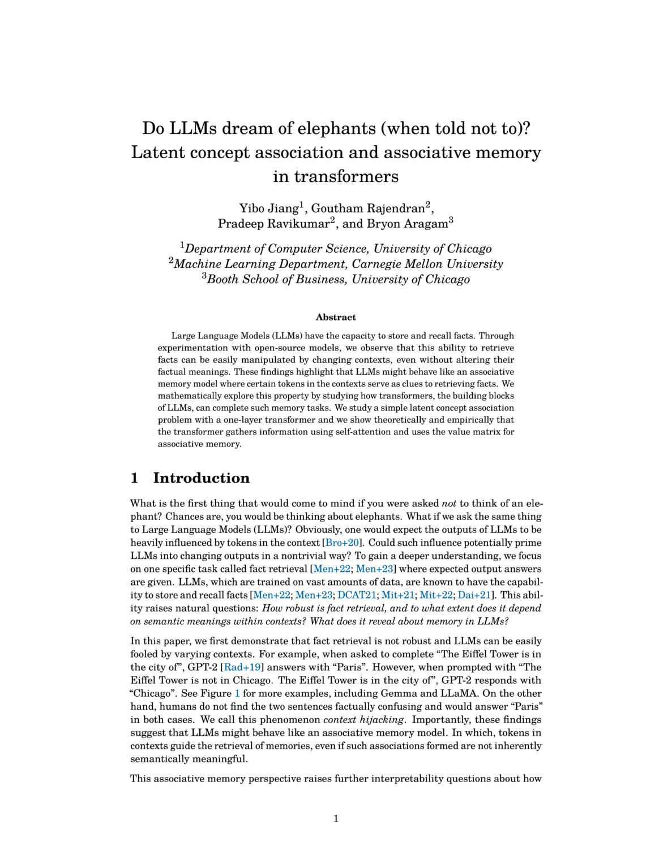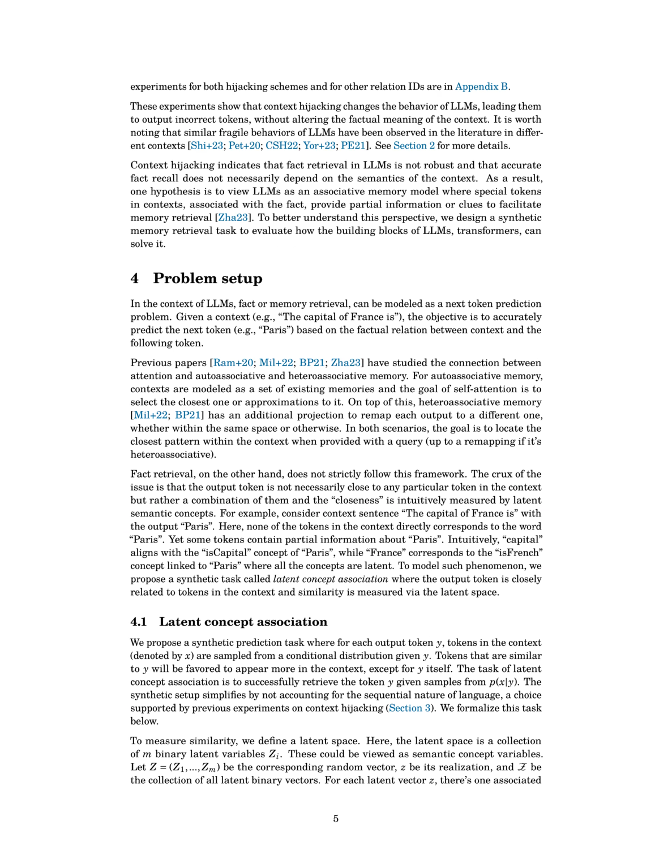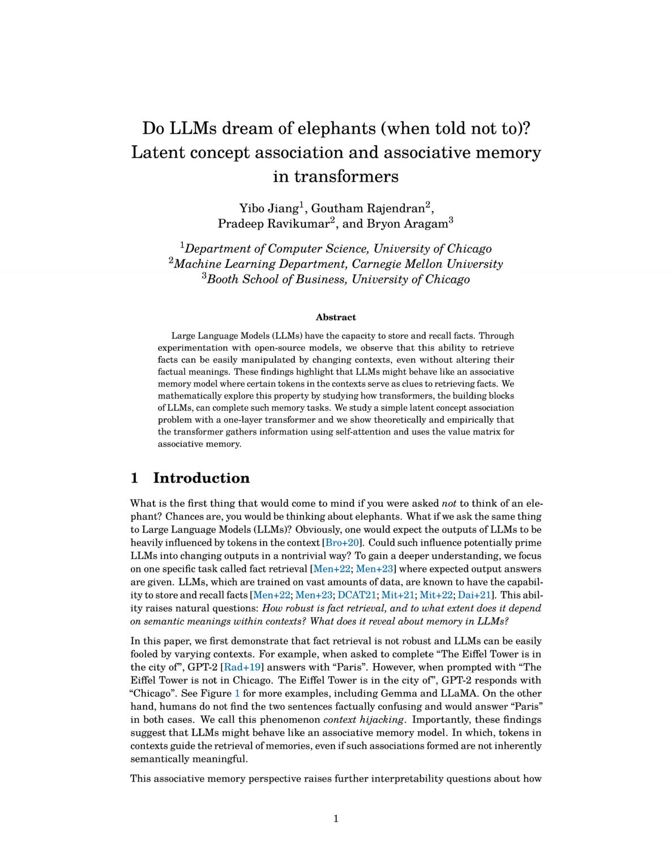The specific problem addressed by the proposed method in the paper is the lack of robustness in fact retrieval by large language models, LLMs, due to context hijacking. The paper focuses on how LLMs can be easily misled by varying contexts, leading to incorrect outputs even when the factual meaning remains unchanged. This phenomenon of context hijacking highlights the fragility of LLMs in accurately recalling facts based on the given context. The paper systematically demonstrates this issue by manipulating contexts to influence LLM outputs, showcasing that accurate fact retrieval does not solely depend on the semantic meaning of the context.